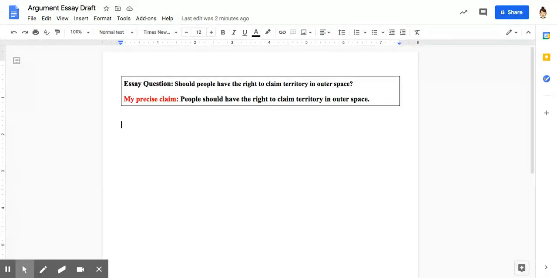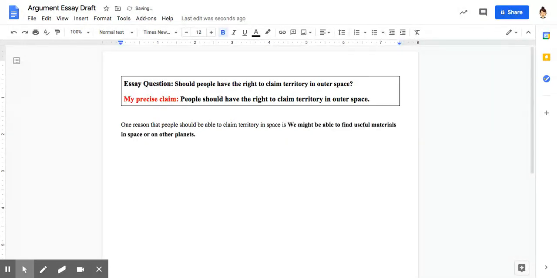And I can write the first sentence of my first body paragraph. So maybe I start by saying one reason that people should be able to claim territory in space is, and then I'm going to have to clean this up a little bit, is that they may find useful materials in outer space or on other planets. Okay, so maybe that's my first sentence.